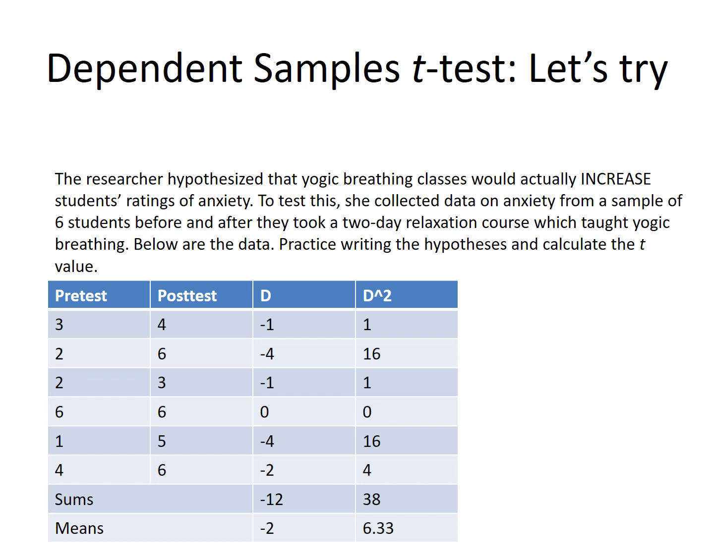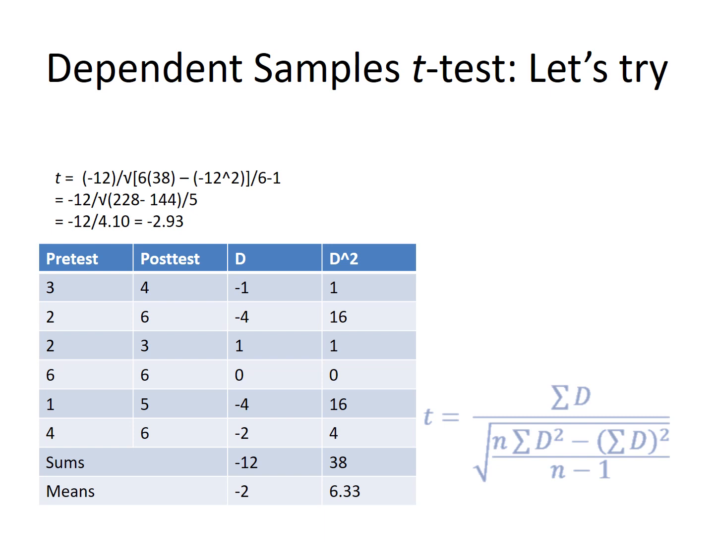Now let's plug these pieces into the formula. Here I've shown the steps to the top left, and the formula is retained down here at the bottom right so you can see the parity. If we're looking at the formula over here for t in the corner, we see that what should go on the numerator is the sum of d. Well, our sum of d was negative 12, so we'll plug that in.